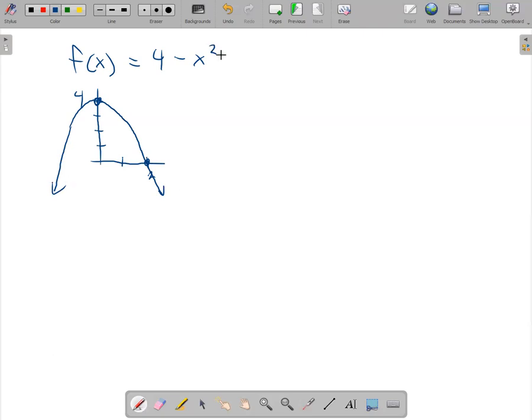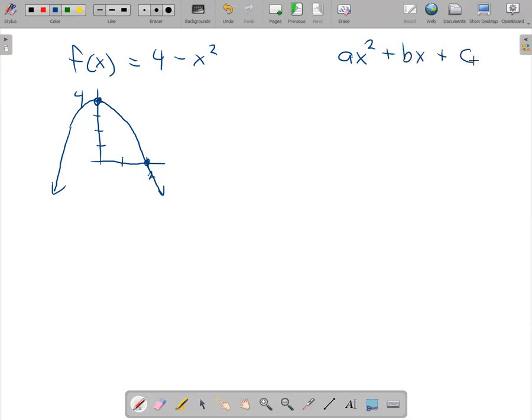And functions with the highest power of x squared and no other powers besides x to the first power are called quadratic functions. And quadratic functions are the only graphs that have a parabolic shaped graph. So a parabola is the shape of a quadratic function. A quadratic function is something like ax squared plus bx plus c.